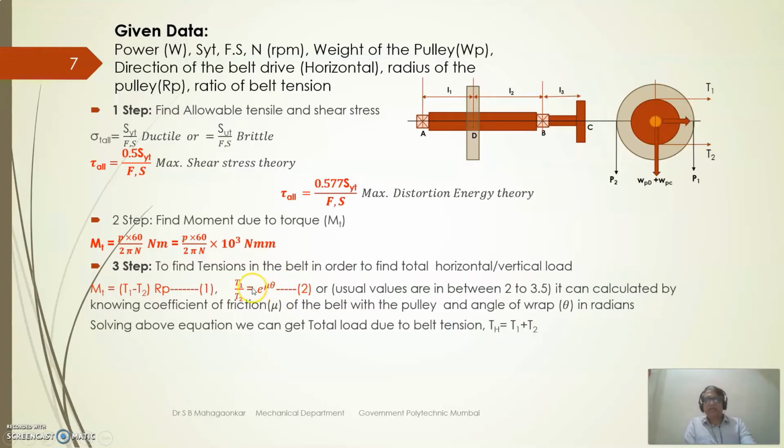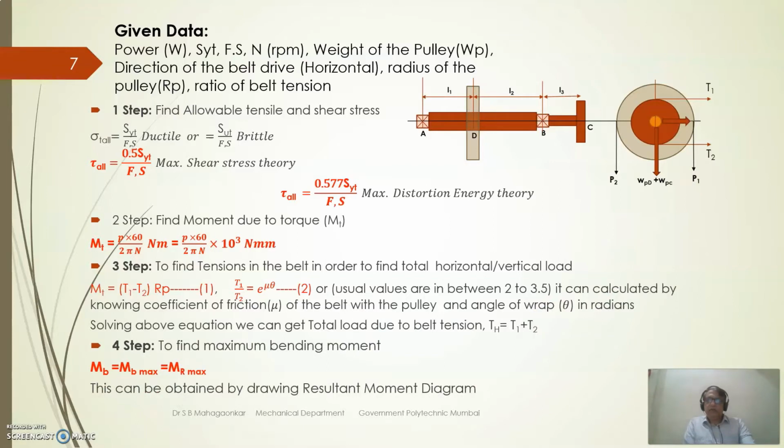With this I can get T1 upon T2, and by solving 1 and 2 I can get T1 and T2, so TH is equal to T1 plus T2. So this is the horizontal load. Okay, so try to do it separately. That is, we have to find out the vertical load to find the maximum bending moment. That is the fourth step, to find the maximum bending moment.